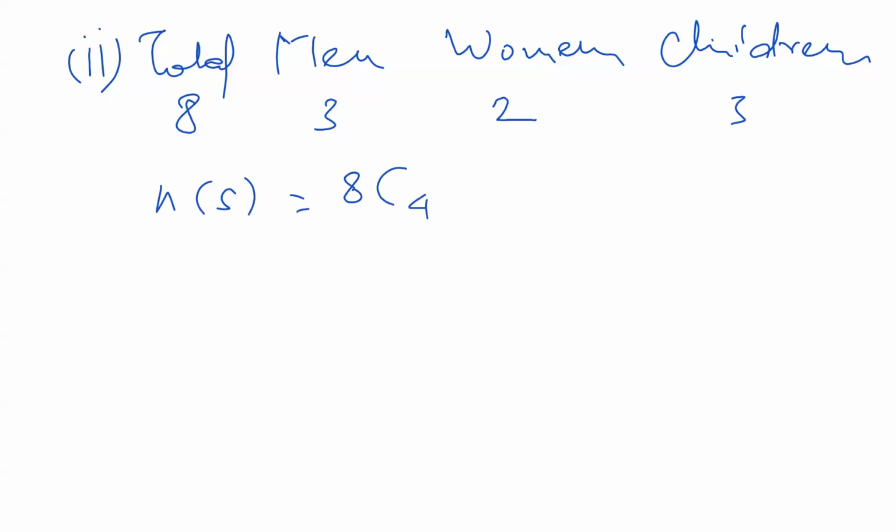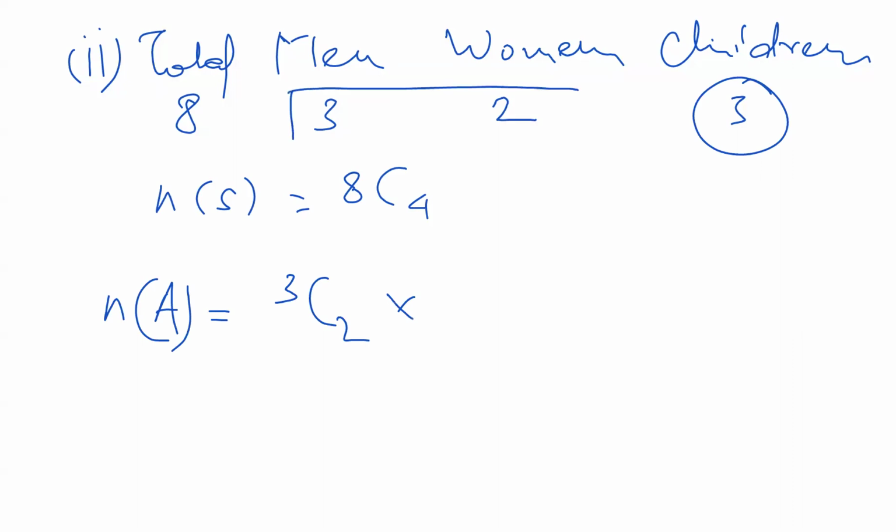Now exactly 2 children are required. So n of A is equal to 3C2 and the remaining 2 will be from men and women. So 5C2, and P of A will be n of A upon n of S. Then let us go to question number 15.